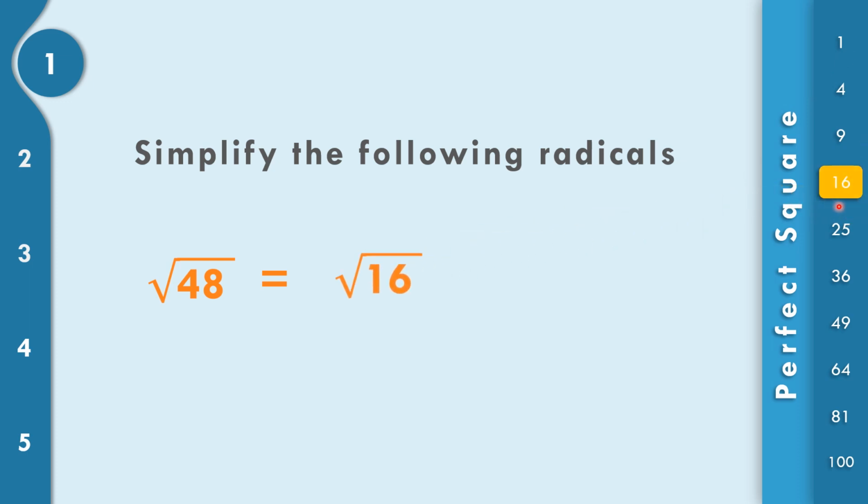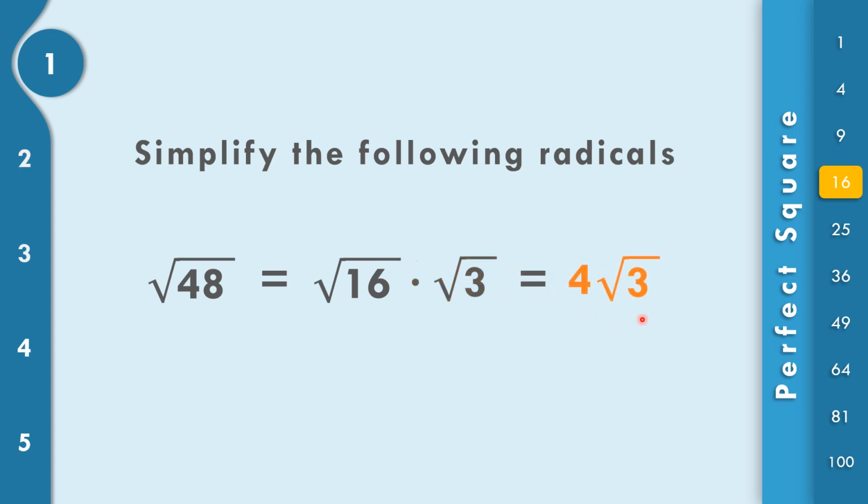So 16 times 3. If we write, that is the square root of 16 times the square root of 3. The square root of 16, 1, 2, 3, 4, is exactly equal to 4. So we have no square root of 3, that is not a perfect square. So let us copy square root of 3. So the final answer is 4 square root of 3.